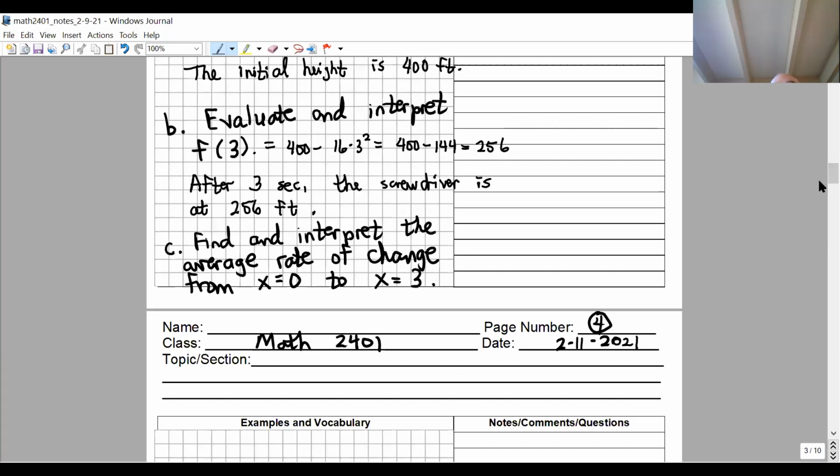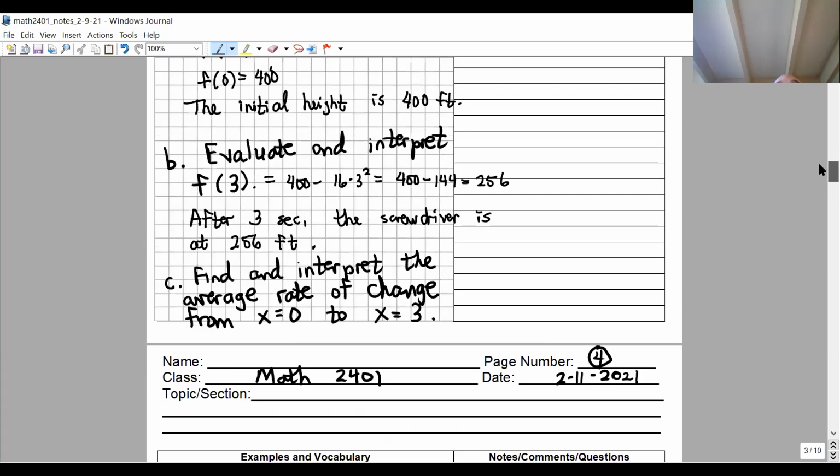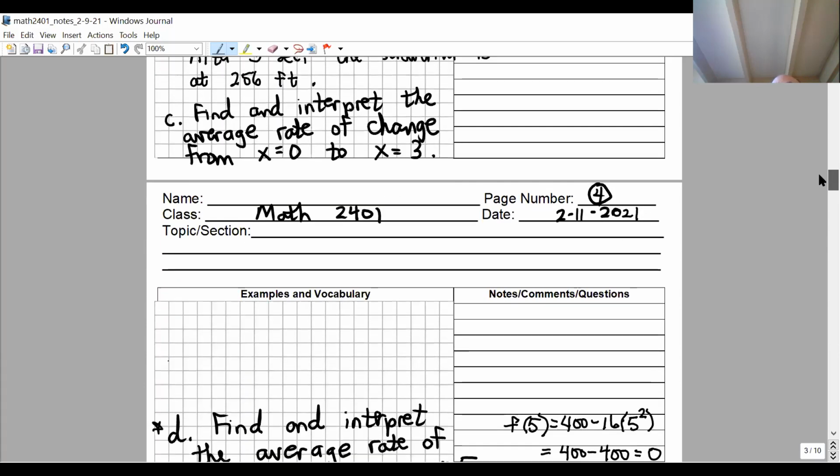Now, since we did those two calculations, let's calculate the average rate of change from x equals 0 to x equals 3. All right, so let's do that average rate of change calculation. That should be easy to do, right? Because we've got most of the calculations already done for us. Okay, so here's my notation for average rate of change, and we want from 0 to 3. So we would have f of 3 minus f of 0 over 3 minus 0.